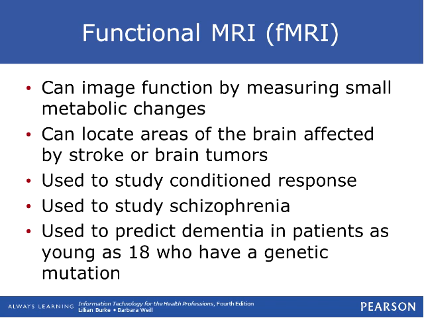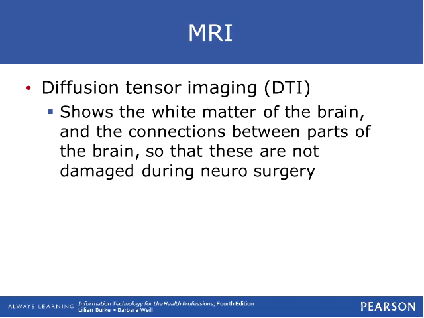Now, functional MRI, fMRI, if you will, can image function by measuring small metabolic changes. It can locate areas of the brain affected by stroke or brain tumors, and this is used to study conditioned responses. So if we do something with a patient, we can see if any differences in the brain occur. And it's used to study schizophrenia also. We use it to predict dementia in patients as young as 18 who have a genetic mutation or a genetic predisposition to developing early dementia.